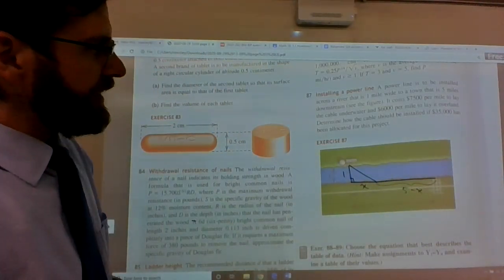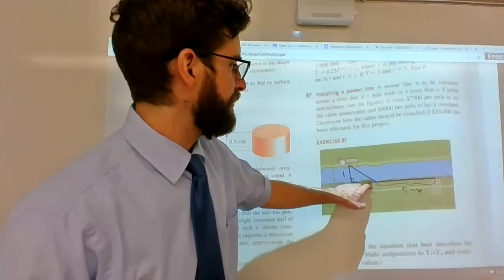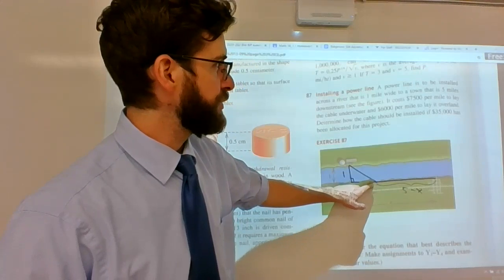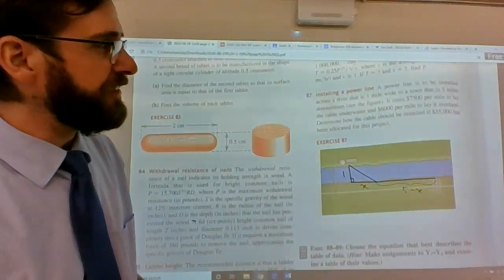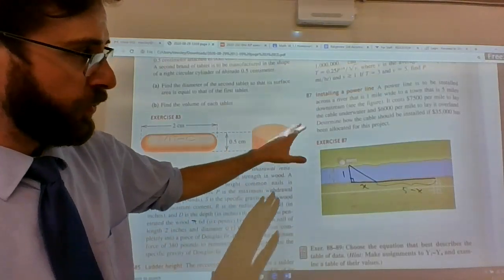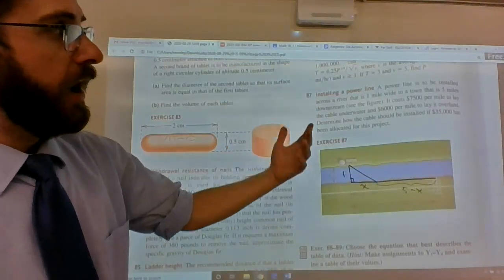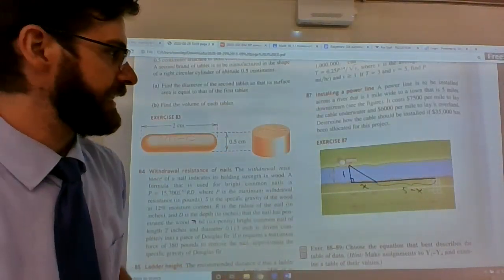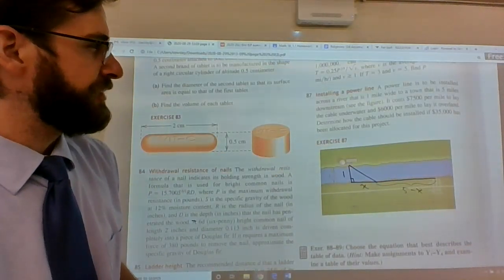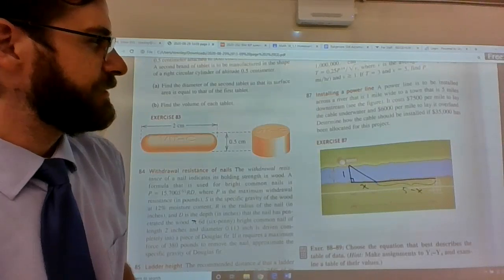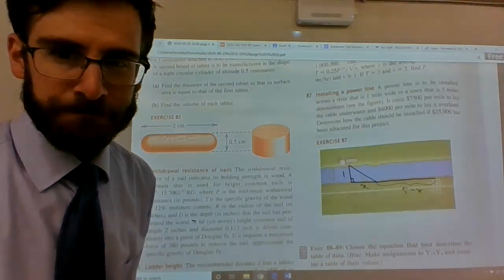It says that a power line is to be installed across the river that's a mile wide to a town that's 5 miles downstream. It costs $7,500 per mile to lay the cable underwater and $6,000 to do it overland. How much cable should be installed if $35,000 is the project's allocated budget?